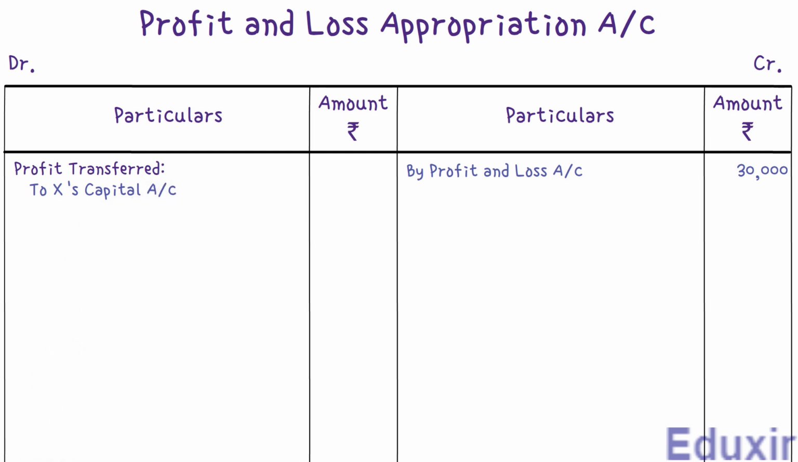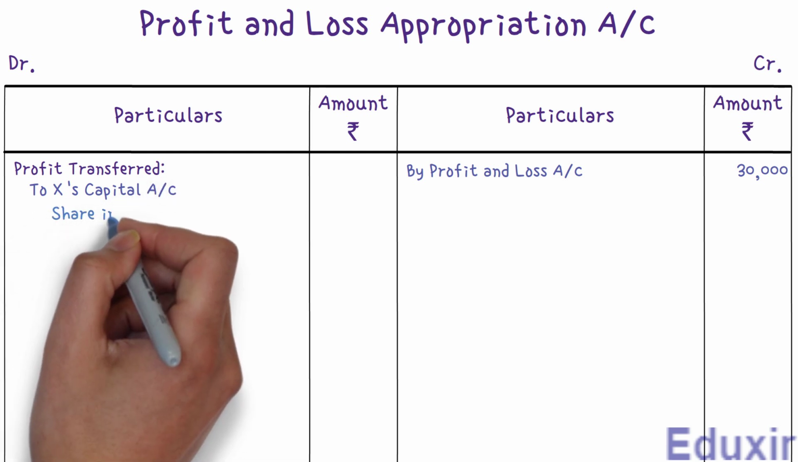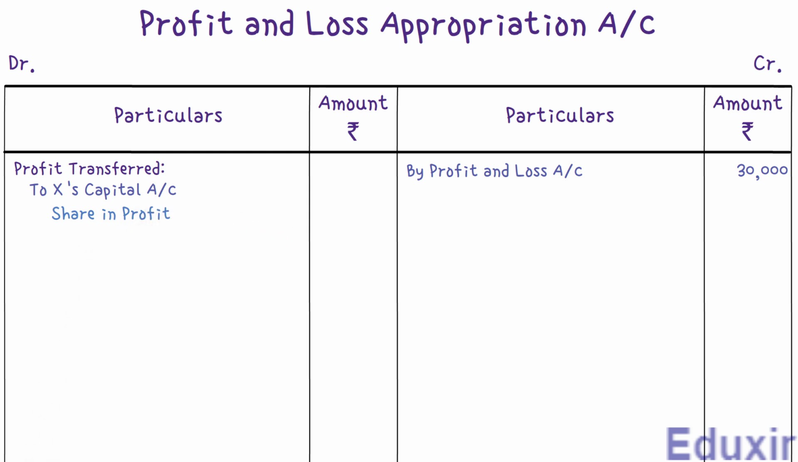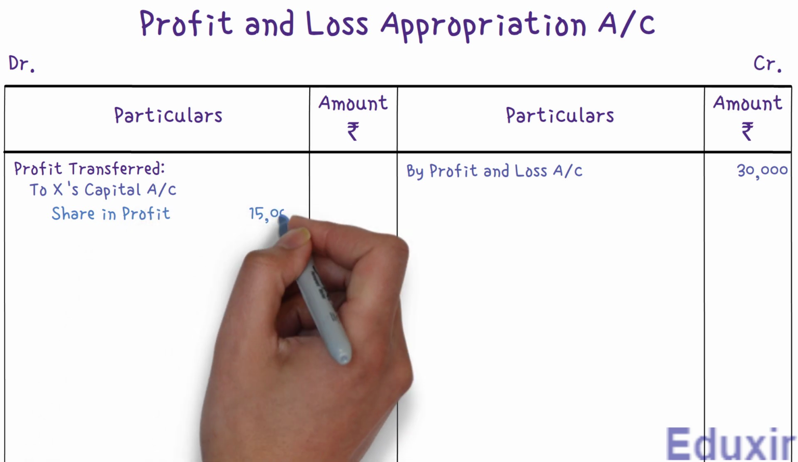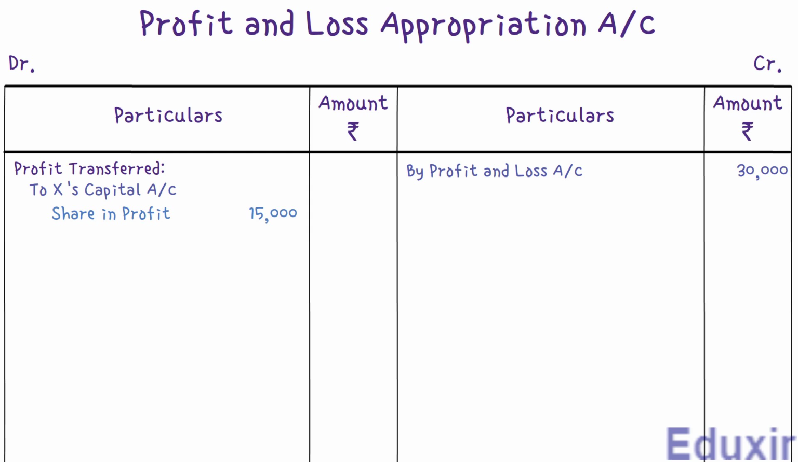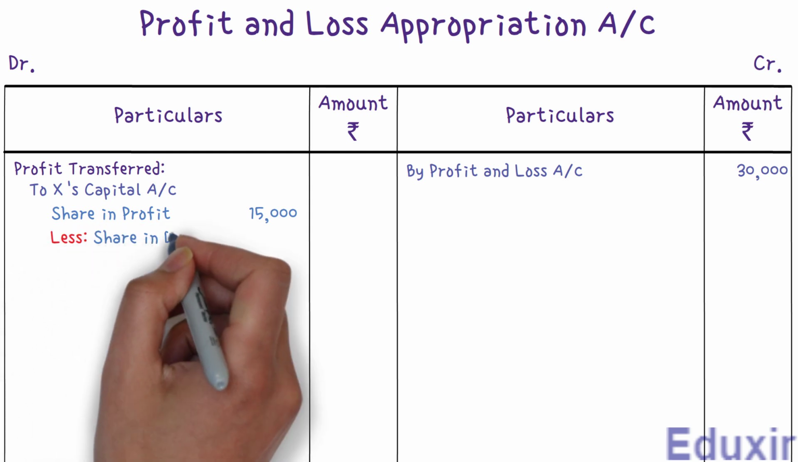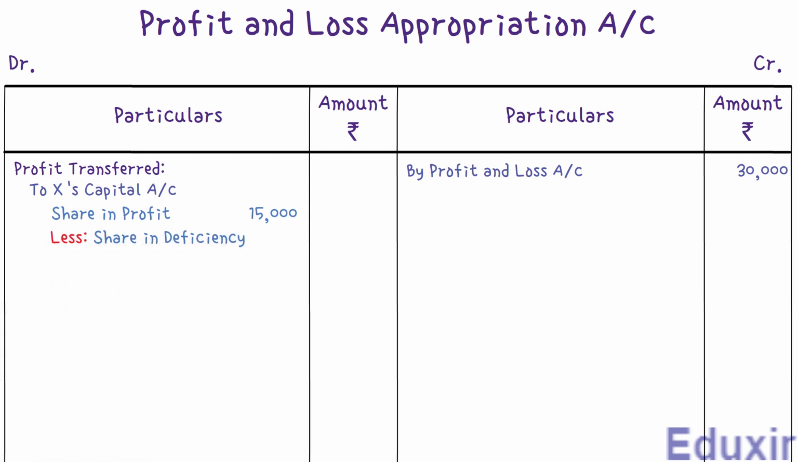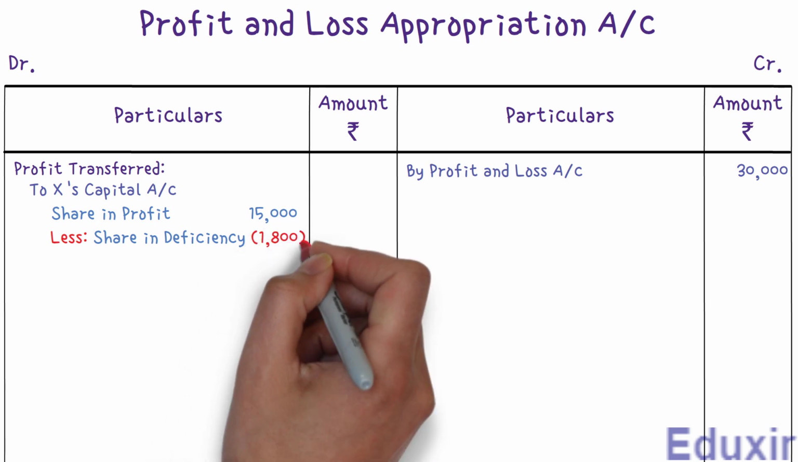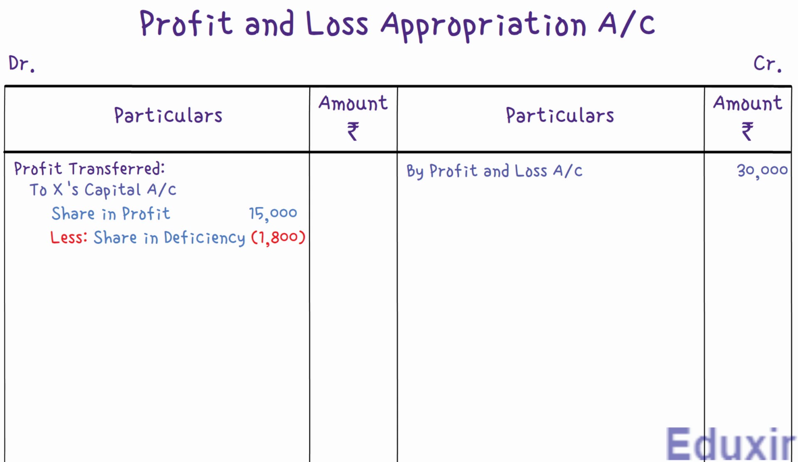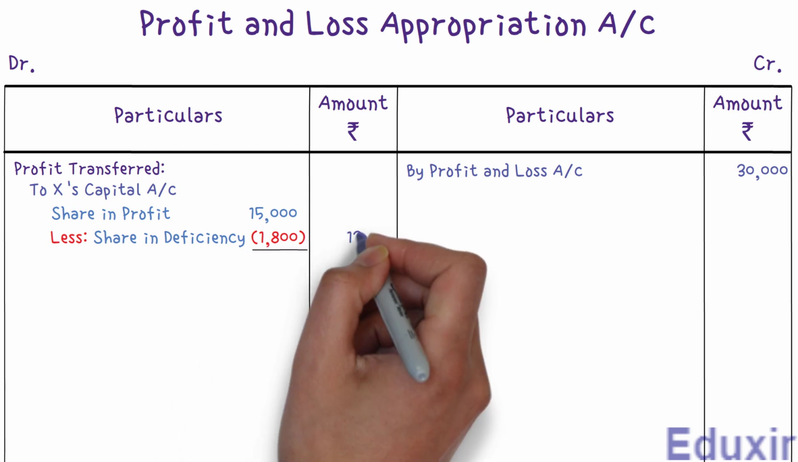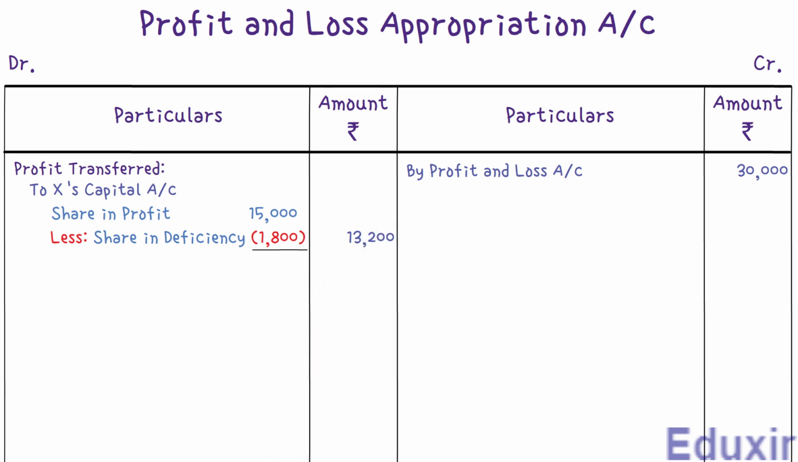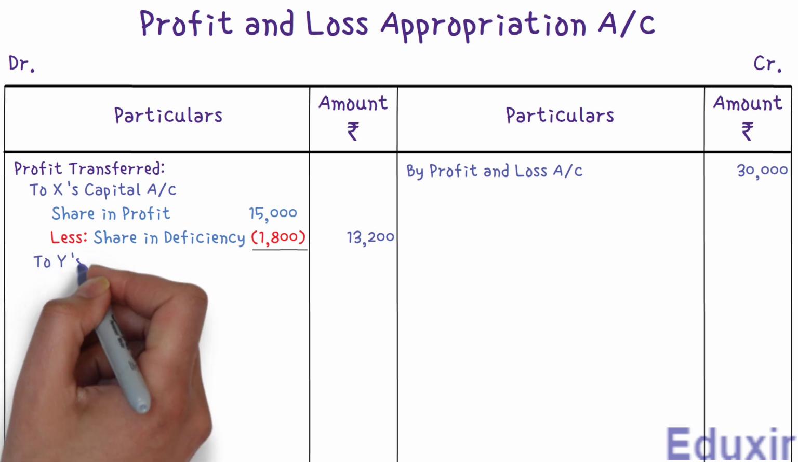Let's then write partner X share in profit calculated as per the profit sharing ratio, which is 15,000 rupees. From this, let us lessen his contribution to the partner Z's profit share deficiency from guaranteed amount. This is 1,800 rupees. Now from 15,000 rupees, if we subtract 1,800 rupees, we get 13,200 rupees. Let's write this amount in the amount column. Let's then write to Y's capital account.